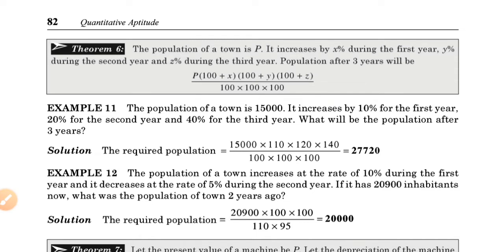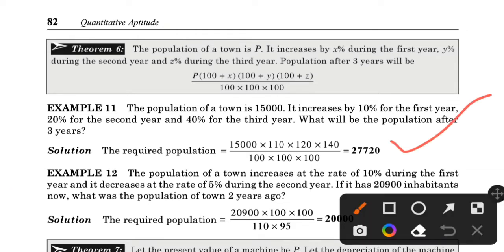For example, in example number 11, the population of a town is 15,000. It increases by 10% for the first year, 20% for the second year, and 40% for the third year. What will be the population after 3 years? So the required population is 15,000 into 110 into 120 into 140 over 100 into 100 into 100. So we get 27,720 as the population after 3 years if the current population is 15,000.